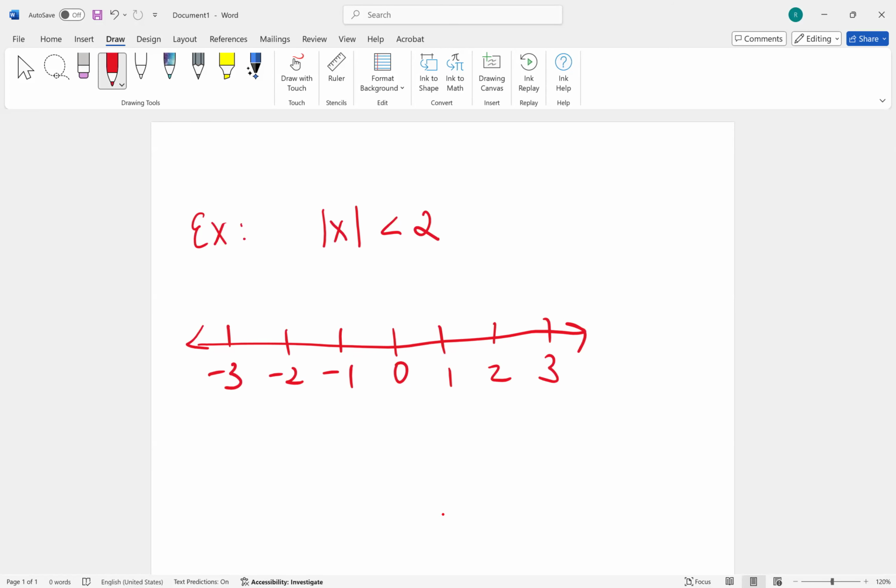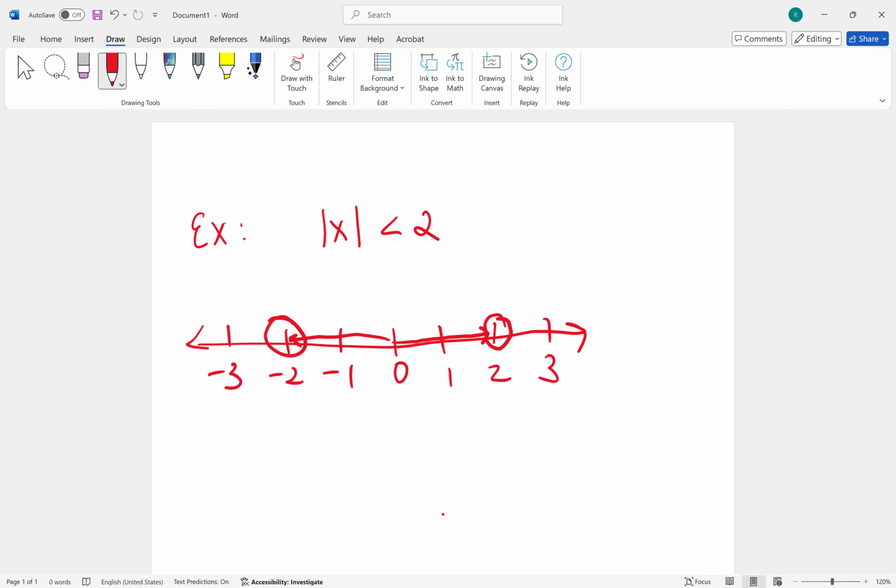Now remember, absolute value represents the distance from 0 on a number line. So what we're saying is we want the absolute value of x, which is the distance from x to 0 on a number line, to be less than 2. So from 0, we don't want to go any more. We want the distance to be less than 2. So we don't want to go any further than 2 in either direction, right? A distance of 2. So that's going to land me at +2 and -2, right?